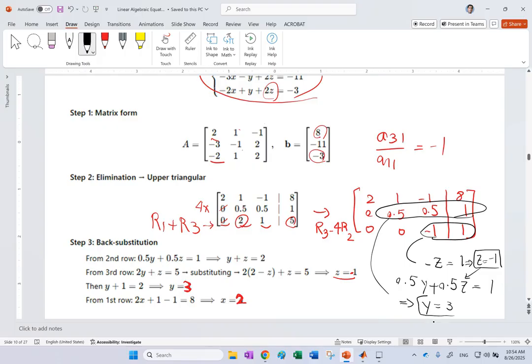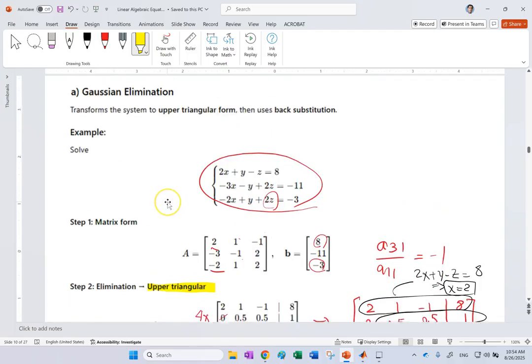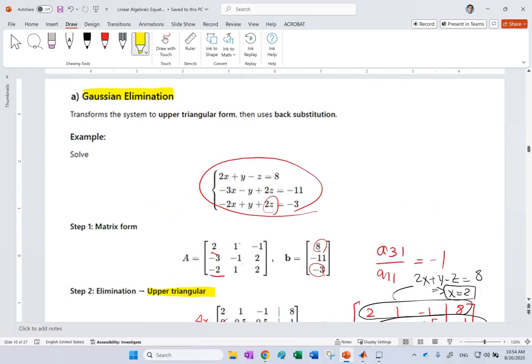You get +1. And then you go to the first row, and the first row says that 2x plus y minus z equals 8. Now that you have y and z, you plug it up here, and you can solve for x, and x is going to be 2. And there we go. So this is called back substitution. So you convert your coefficient part of the augmented matrix into upper triangular, and then you use back substitution. That is what we call Gauss elimination. And in MATLAB, this is done by the backslash operator.